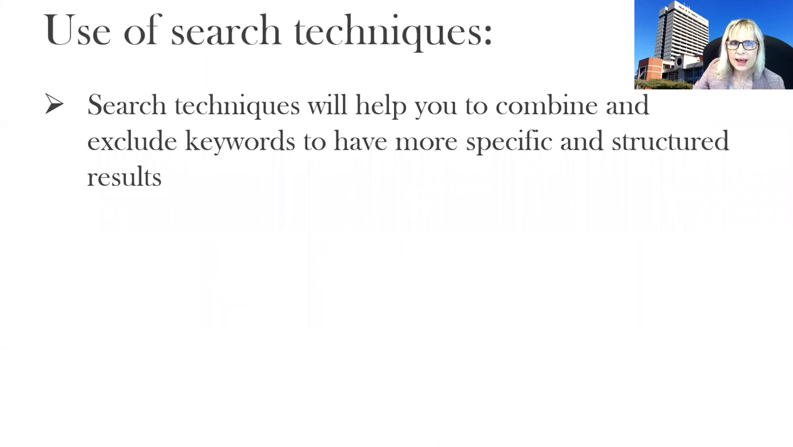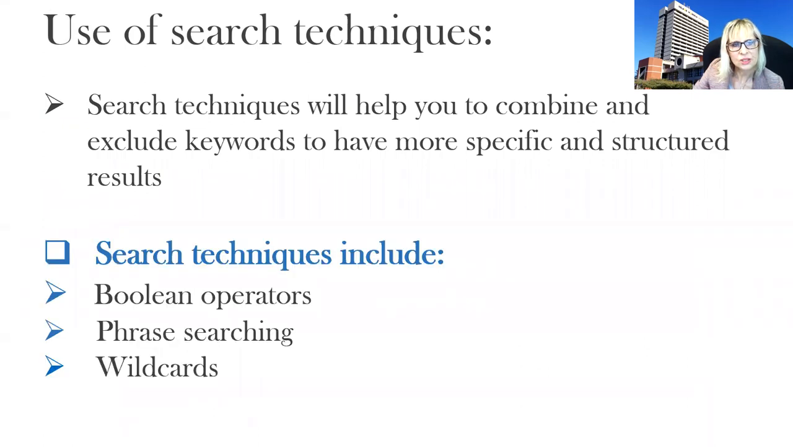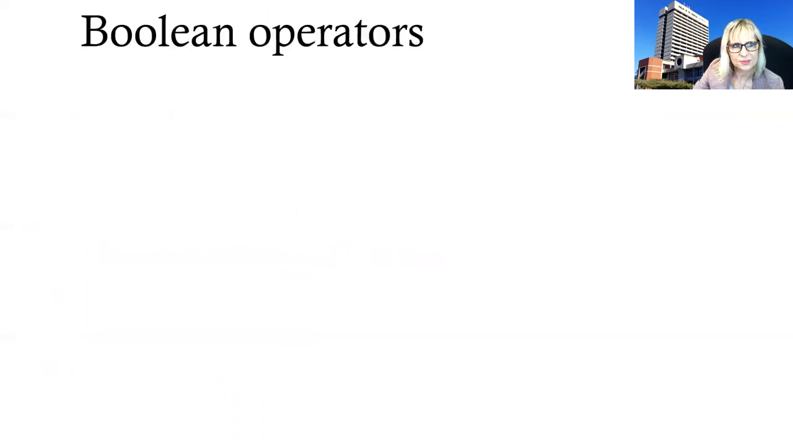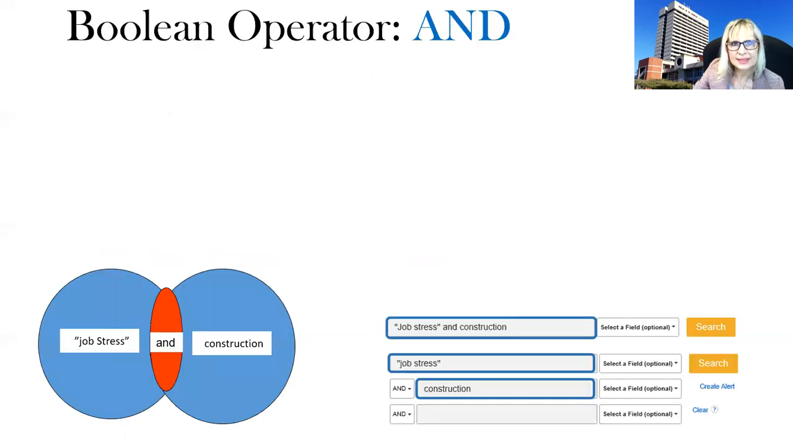Search techniques will help you to combine and exclude keywords to have more specific and structured results. The search techniques that we will look at are Boolean operators, phrase searching, and wildcards. The three Boolean operators that we will look at are and, or, not. I will explain each one with examples.